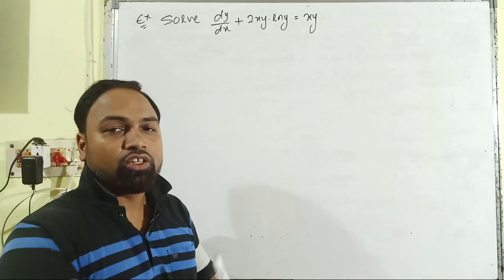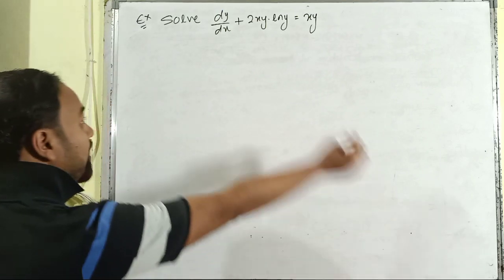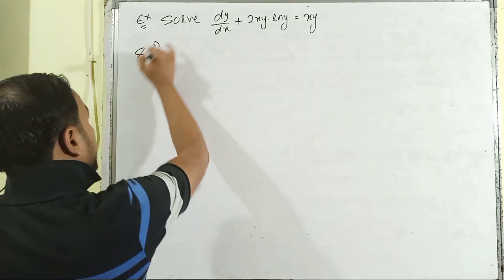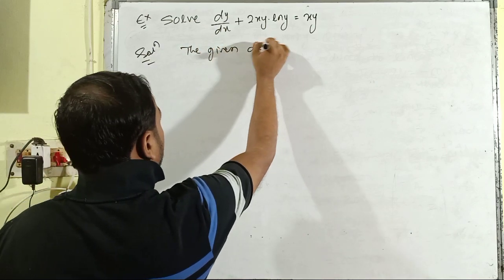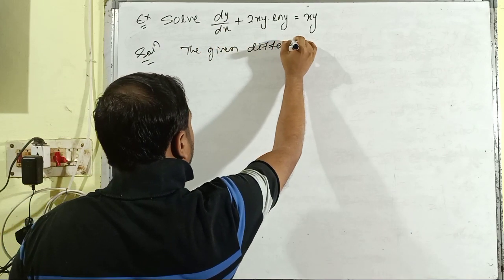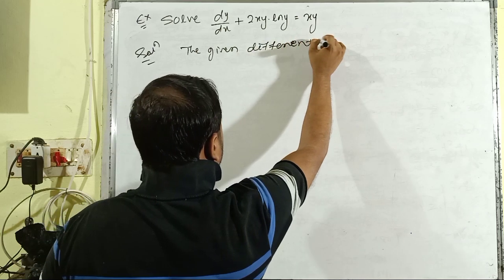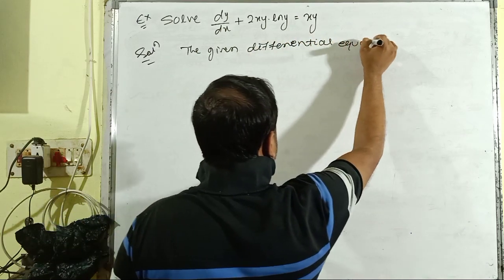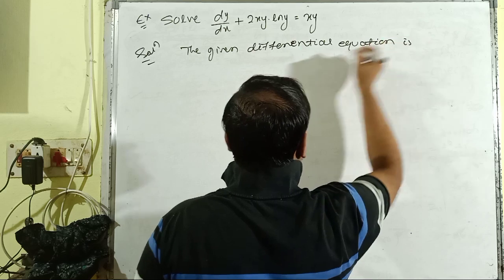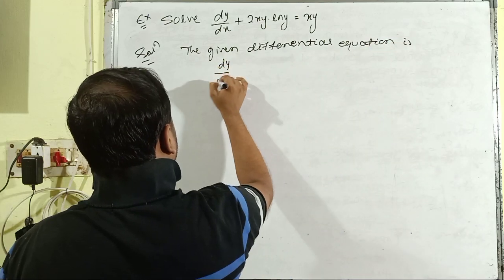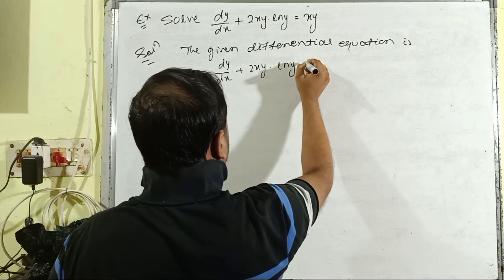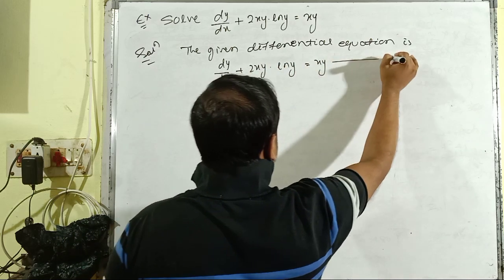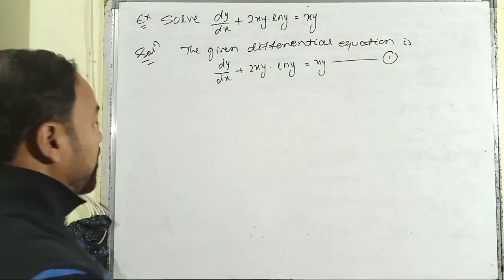So here it is, the first problem based upon the Bernoulli equation. Let us solve it. The given differential equation is dy/dx plus 2xy ln y is equal to xy. Let us take it as equation number 1.